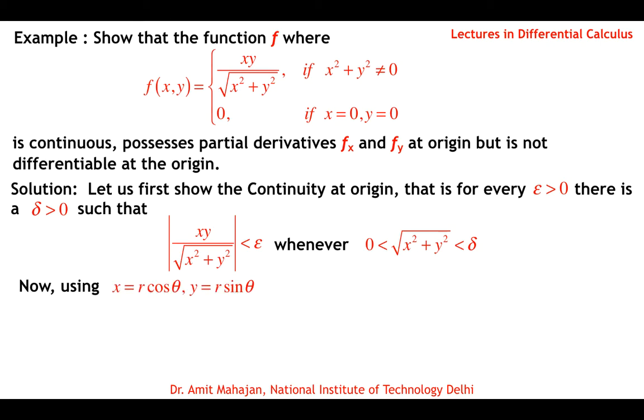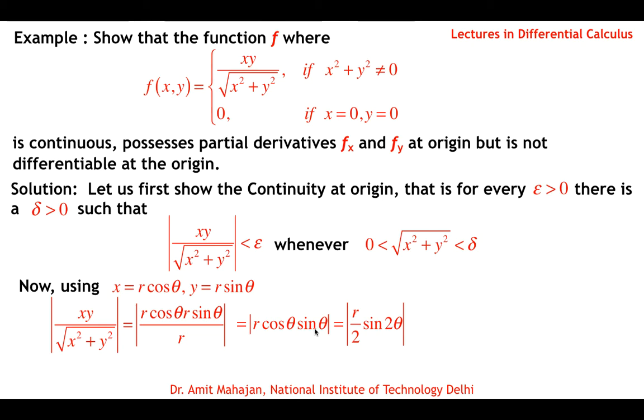We can prove this by taking polar coordinates. If I use x as r cos theta and y as r sin theta and solve the left hand side modulus, xy by root of x square plus y square, by this substitution, x square plus y square will be r square, so the root will be simply r. So one r will cancel out and we'll have r cosine theta sin theta, and I can divide by 2 and multiply to write it as sine of 2 theta. Because modulus of sine of 2 theta is always less than or equal to 1, this will be less than or equal to r by 2, and because x square plus y square is r square, r is the root of x square plus y square, which is equal to delta from here.